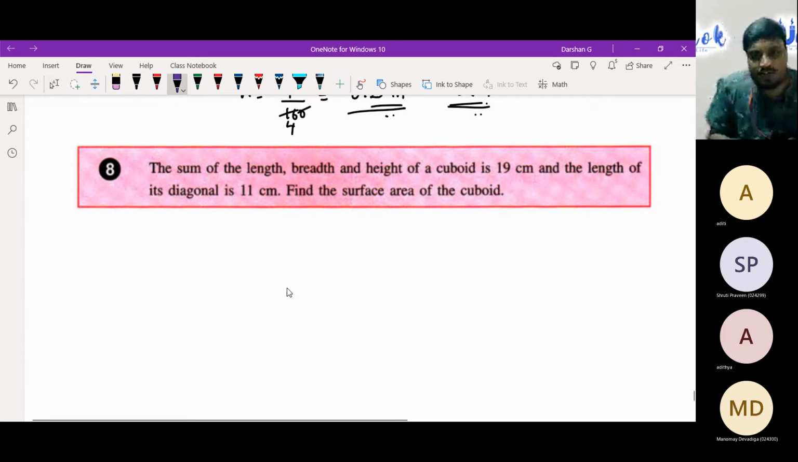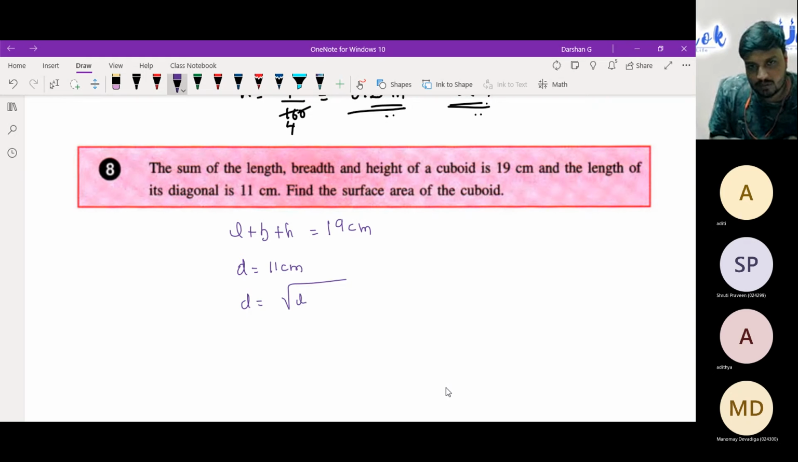Okay, the sum of length and breadth and height. So L plus B plus H equals 19 centimeter. That we understood. The length of the diagonal. So the diagonal is given as 11 centimeter. I have to find the other part. So what is the diagonal formula? Root of L square plus B square plus H square. So 11 equals root of this one.